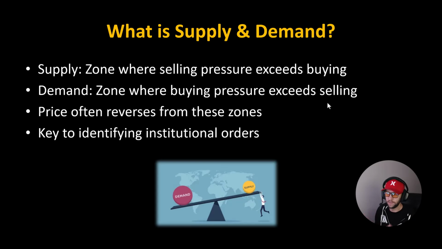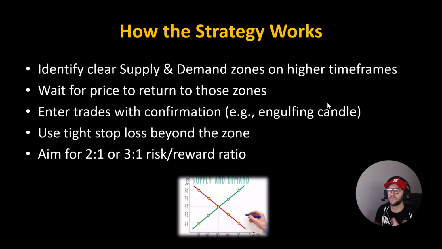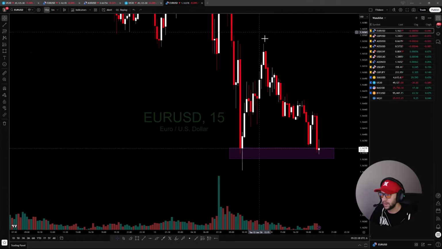Now, you might be thinking, well, how does this strategy actually work? Here's the breakdown of how to use the strategy step by step. The very first thing you want to do is start by identifying clean supply and demand zones on higher time frames. I personally use the 15-minute chart. With this, you want to wait for a return to one of these zones, and you don't want any chasing. So let me pull this chart over here for you guys right now.